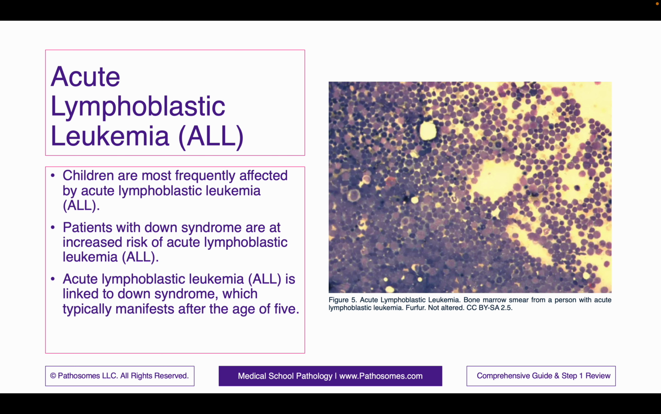Patients with Down syndrome are at increased risk for acute lymphoblastic leukemia. Do you remember the cytogenetics for Down syndrome? Is it monosomy X? Is it trisomy 21? Is it XXY? Right, you know Down syndrome's trisomy 21. Good job, great job. All right, acute lymphoblastic leukemia is linked to Down syndrome, which typically manifests after the age of 5.